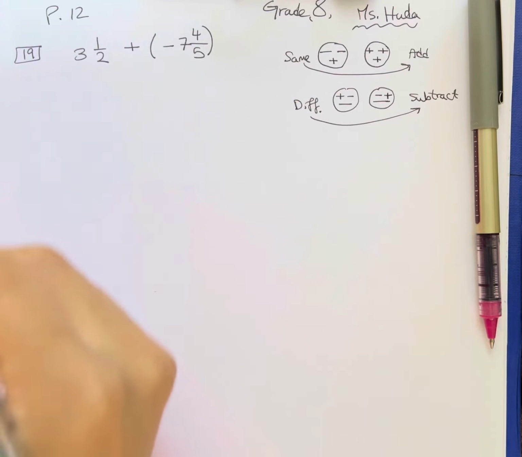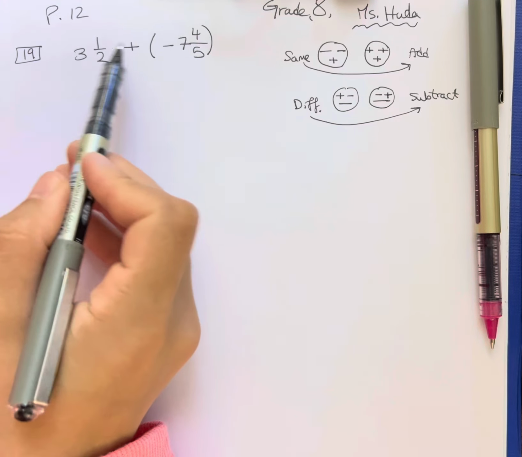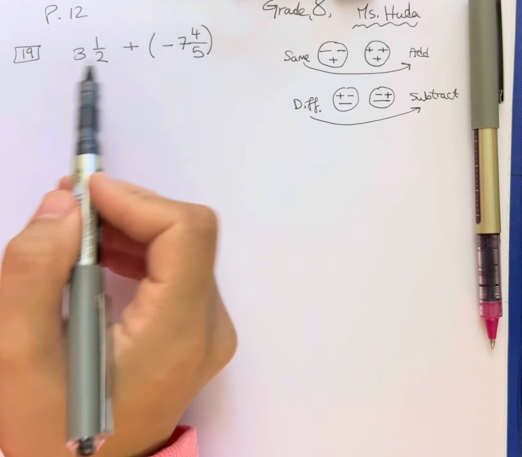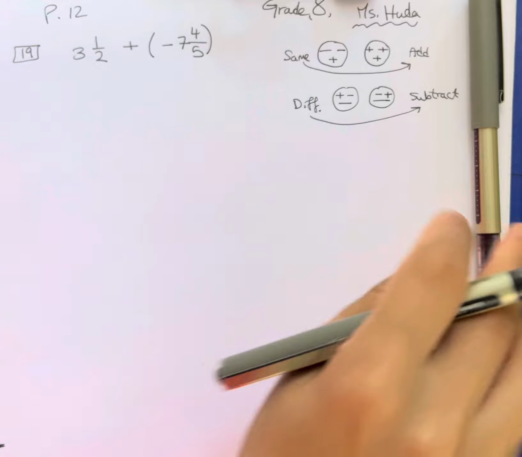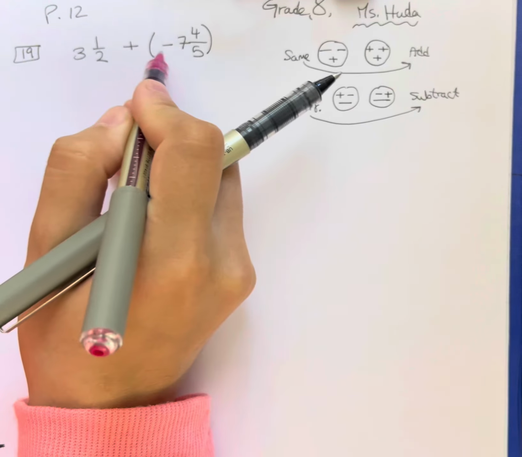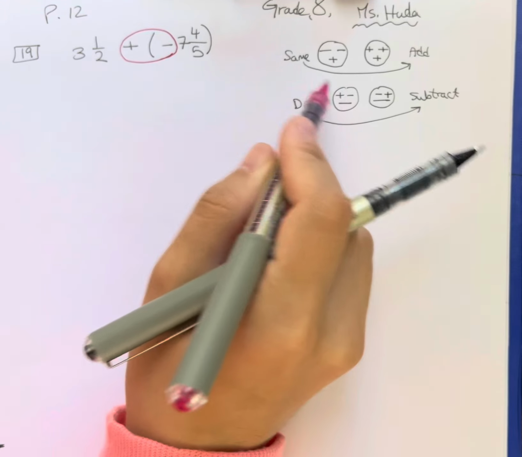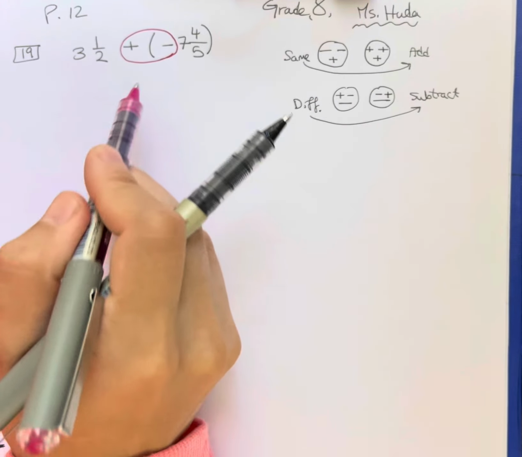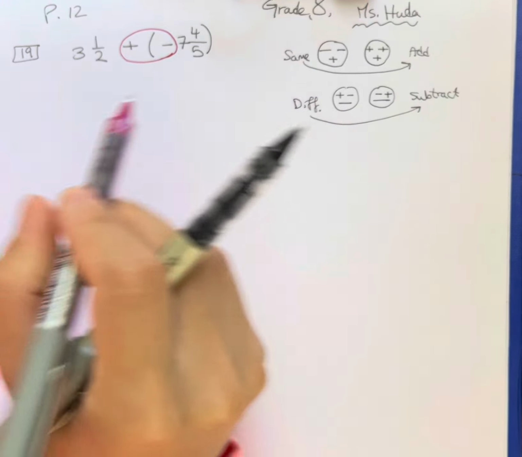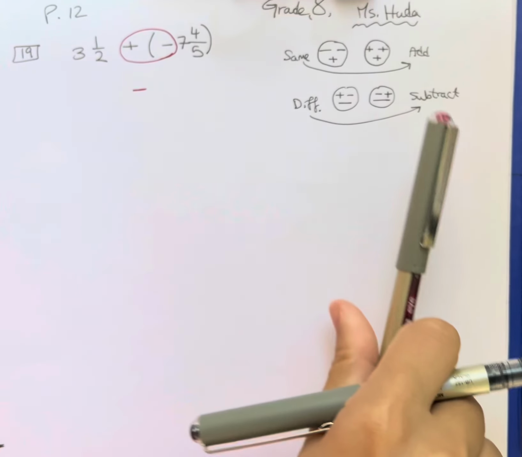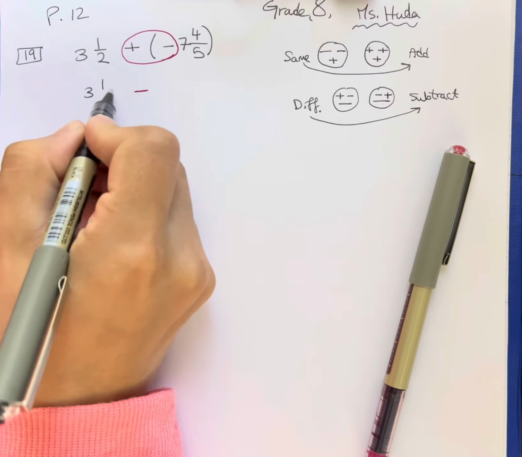Okay, let's take a look at this question. I have 3 and 1/2 plus a negative 7 and 4/5. To answer this question, first of all, I cannot work with two signs. So I check the sign: same sign, I put add. Different sign, I put a minus. The signs are different here, so what sign am I going to put? I'm going to put a negative sign. All right, and I rewrite the question again.